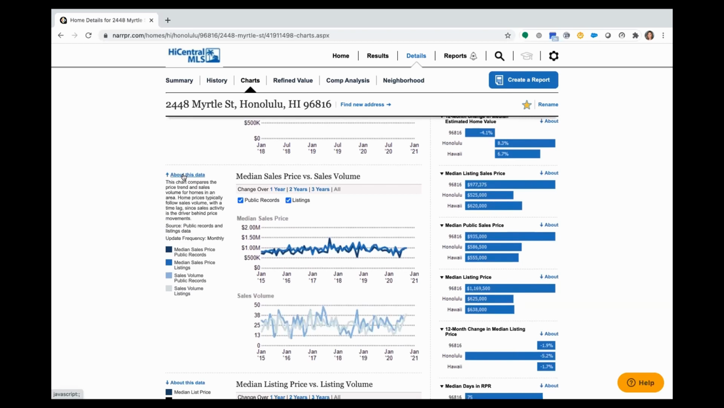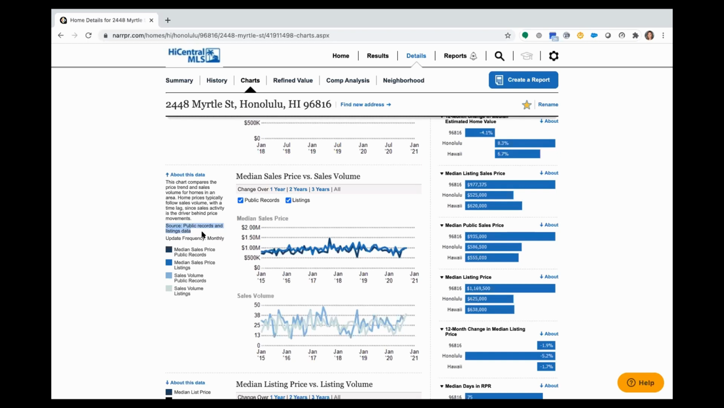Even if you're a newer agent and you're not really sure what these graphs are telling you, your sales price is always going to be driven by the volume, and the pricing lags the volume, because volume is the driver to those pricing movements. So these little charts are going to explain that under this link that says "about this data." And then we're telling you where we're sourcing that information.